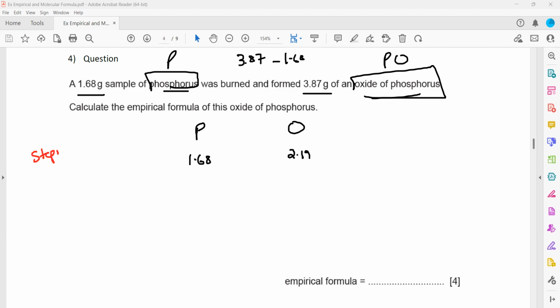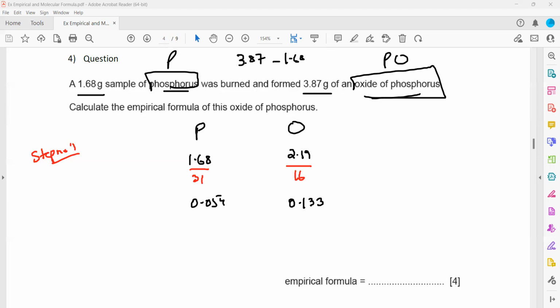After getting 2.19 grams, we'll do the same method because we need the empirical formula. Step number one is divide by atomic mass. So phosphorus, using a periodic table, is 31, and for oxygen it is 16. So 1.68 divided by 31 will give us 0.054, and 2.19 divided by 16 will give us 0.133 and so on.